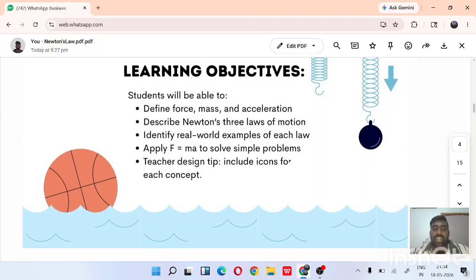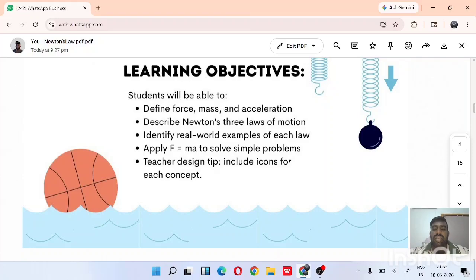Clinical importance in physiotherapy. Patients with weak muscles may have difficulty overcoming inertia during movement initiation. In gait training, therapists help patients to initiate motion by applying external force. Wheelchair propulsion also involves overcoming inertia.